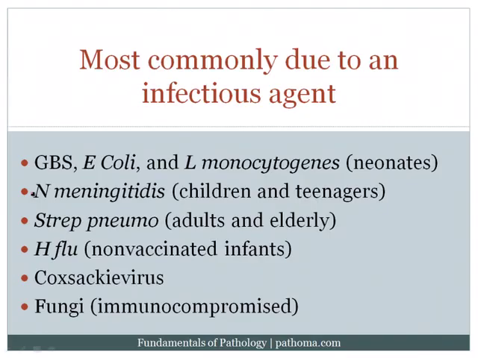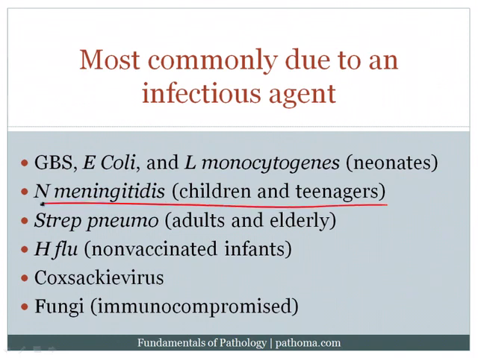Meningitis is most commonly due to an infectious agent. It's very high yield to know the agents and the age groups in which they occur. So for example, in a neonate, the three most common causes are group B strep, E. coli, and listeria. Group B strep and E. coli can arise from the vaginal canal during the birthing process. In fact, in the case of group B strep, we'll test women in the third trimester to see whether they're colonized with group B strep. And if they are, we actually treat them with antibiotics to decrease their risk of exposure of the baby during the birthing process.